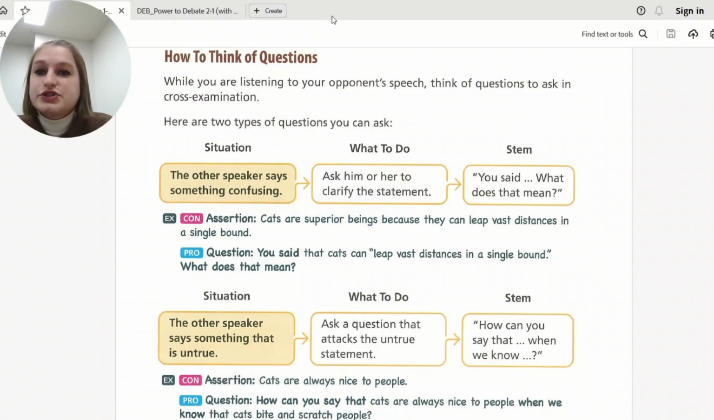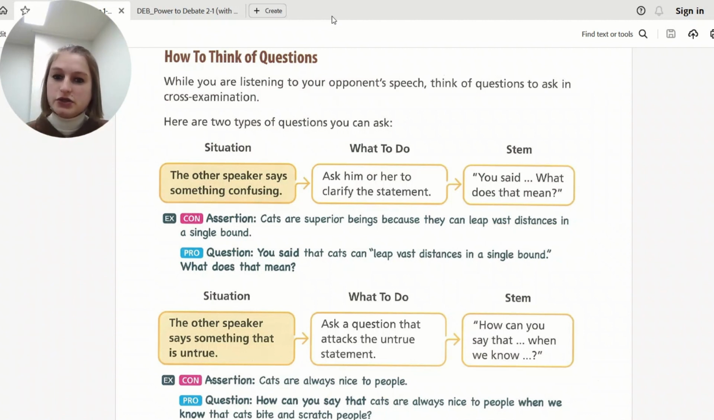And when it comes to crossfire questions, I wanted to pull this up quickly. Here is some examples, again, of questions that you can use in your debate. So again, if something's confusing, you can ask him or her to clarify the statement. So you said, or what does that mean? Or the other speaker says something untrue. Ask a question that attacks that untrue statement. How can you say that when we know?